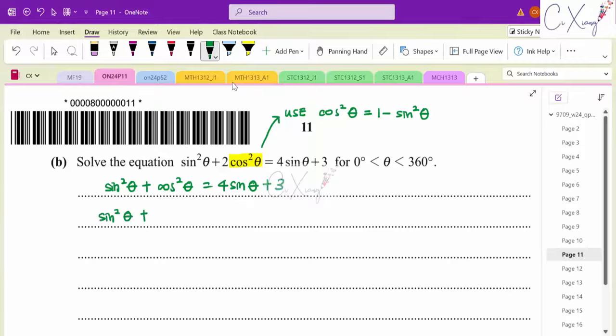So substitute cos squared theta. Oh, sorry, I copied the question wrongly. There must be a 2 here. There should be a 2 here. Okay, so cos squared theta I substitute using 1 minus sine squared. Now I try to simplify my whole equation.